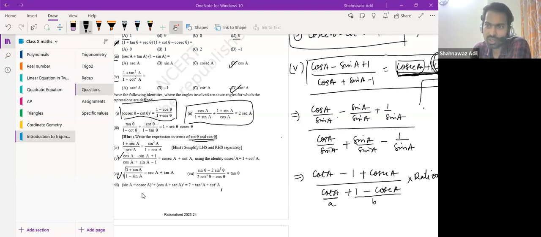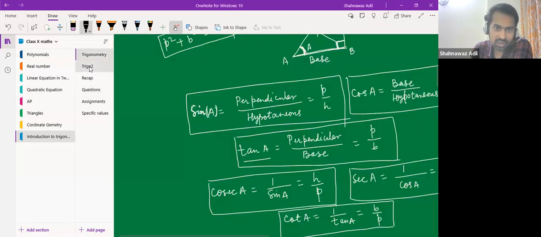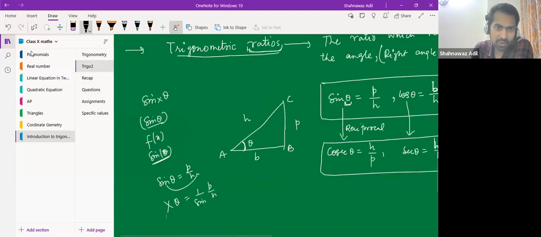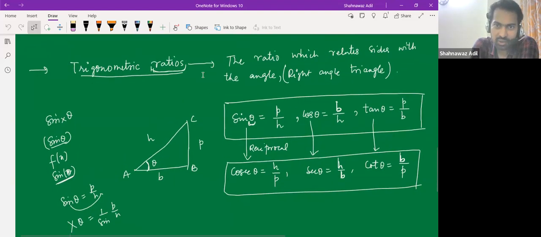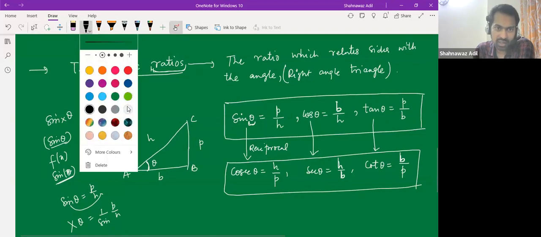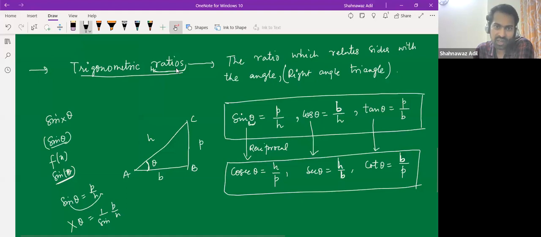Okay, now let us start what we were doing. We were on this trigonometry topic. Shreyas, let me repeat this for you. What are the trigonometric ratios? These are ratios which relate the sides of the triangle with the angle. This is what the trigonometric ratios do.